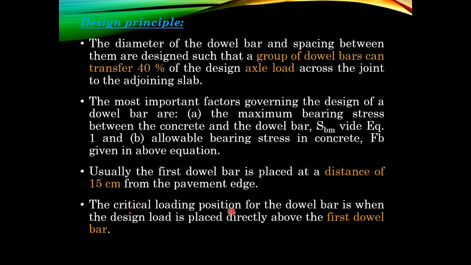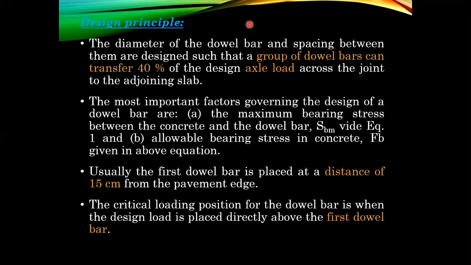Then the critical loading position for the dowel bar is when the design load is placed directly above the first dowel bar. It was also said in warping stress, that is the most critical combination, when the load is directly applicable on the edge, that will be the critical condition. Yesterday you designed the edge load condition and corner load condition. You got the maximum value near the edge only. When the load falls directly on the edge, that will be the critical loading position.